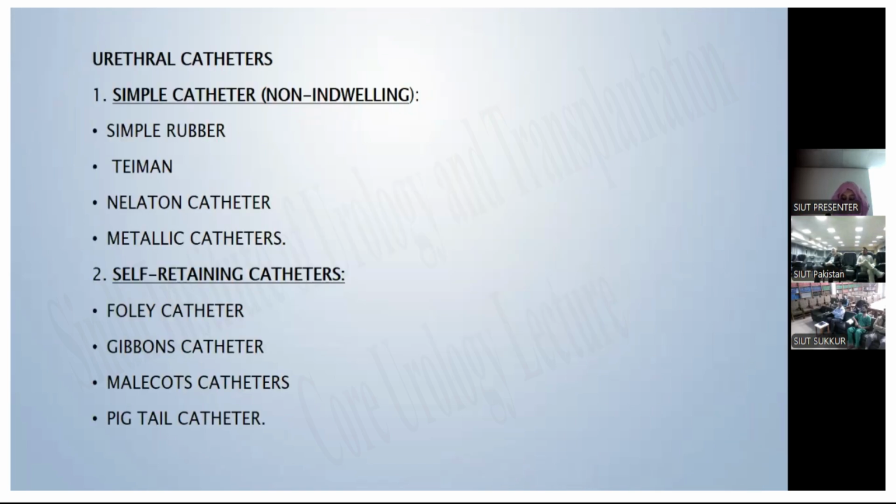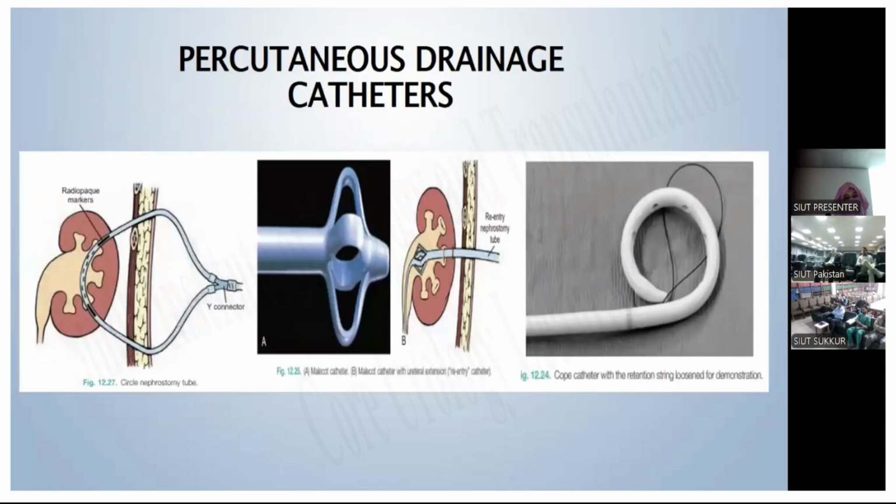Yes. Then moving to urethral catheters, Foley catheter, mostly we use simple. It can be of simple catheters, non-indwelling, or self-retaining catheters. In simple catheters, it could be of rubber or Nelaton catheter, metallic catheter, Tiemann catheter, or the ones that we leave behind, self-retaining, Foley, Gibbons, Malecot, and pigtail catheter. Almost all of us have seen some of them, but these are used for percutaneous drainage. It's not Gibson, it's Gibbons.